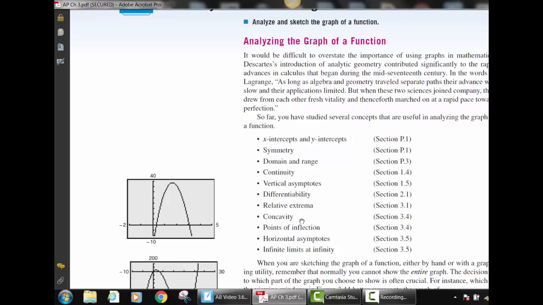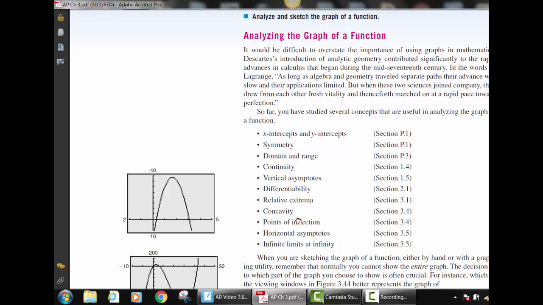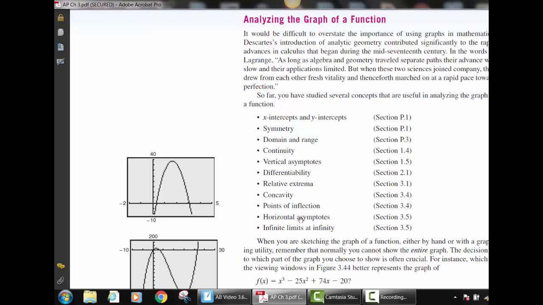Concavity, of course, you're going to need to find so that you can decide on points of inflection, and also just so that you know the shape of the curve. Horizontal asymptotes, they don't talk about slant asymptotes yet. We'll do that in the next video, and we just did that. And they even tell you what section to find all this in, which is kind of nice.